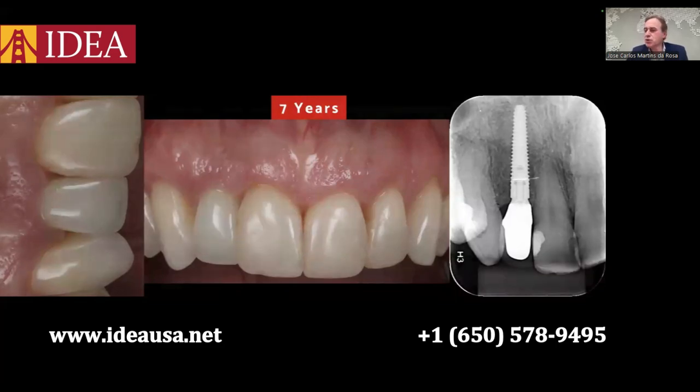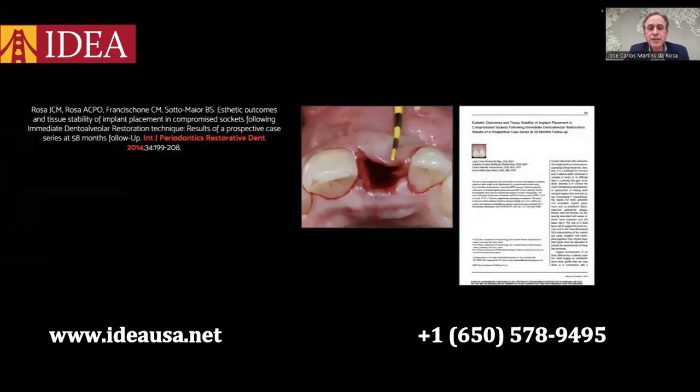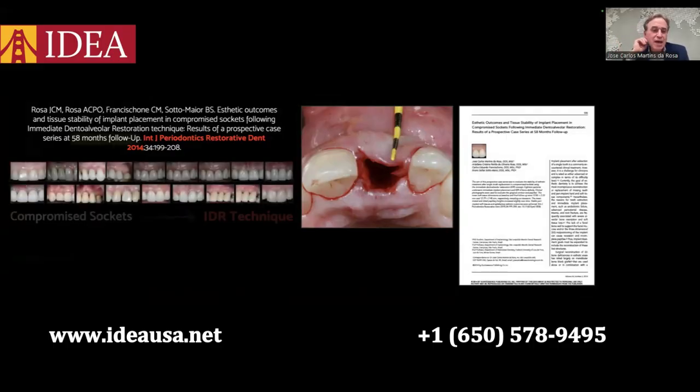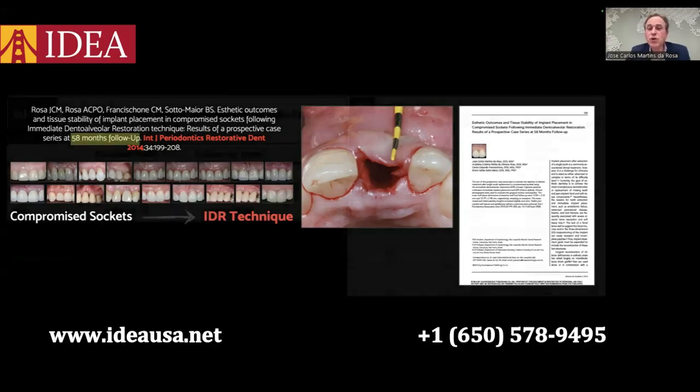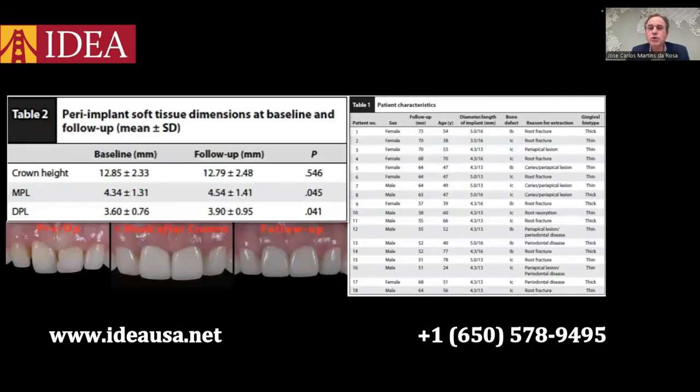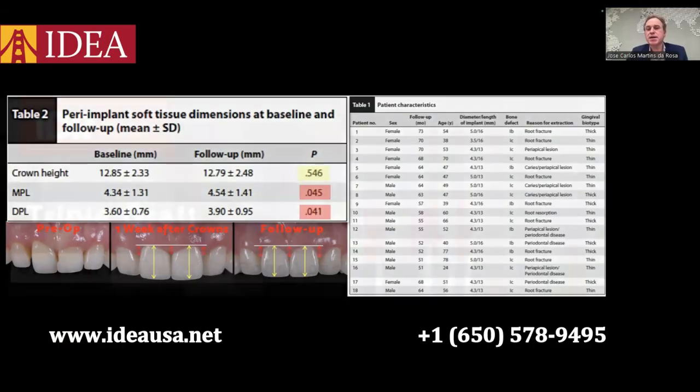So I would like to share this article that was published by our team in 2014, more than 10 years ago. We did a research and evaluated 18 cases. All of them presented total loss of the buccal bone wall, with a mean follow-up of 58 months. According to our findings, no recession occurred during the evaluated period, and the mean mesial and distal papillary levels tended to increase over time. So this is what we've been observing when we apply the IDR technique in our patients.